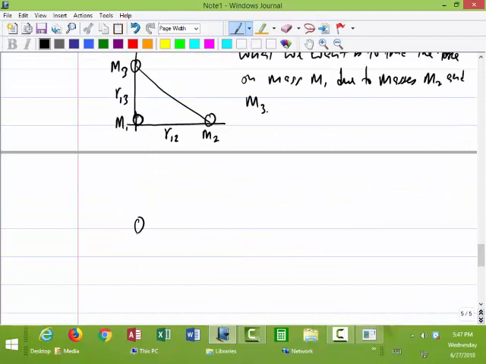So I'll redraw this. This is m1, m2, and m3. The force on 1 due to 3 is this force, and the force on 1 due to 2 is this force, like that. Both forces would tend to pull this object in this direction along the dotted line that I've shown there.